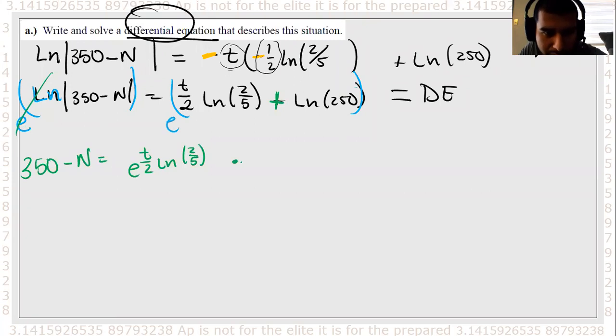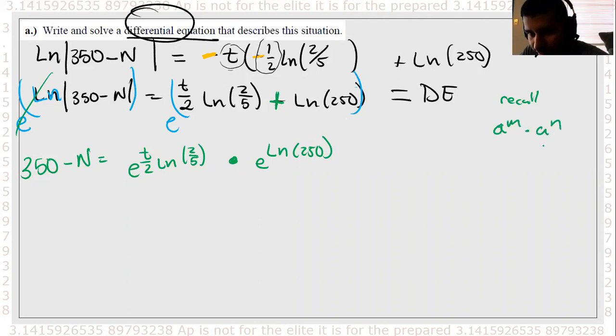And then this is multiplying e ln of 250. Every time you see a plus sign, split it up into two exponentials, and that's because of our rule. You've been doing it on your homework every single time: a^m times a^n is a^(m+n).